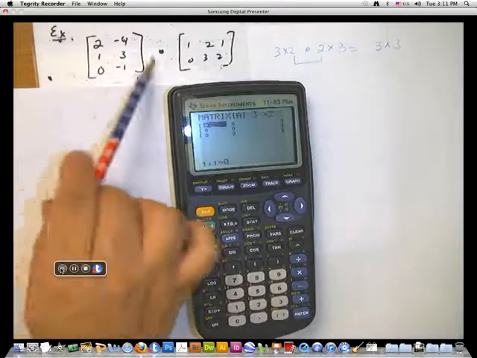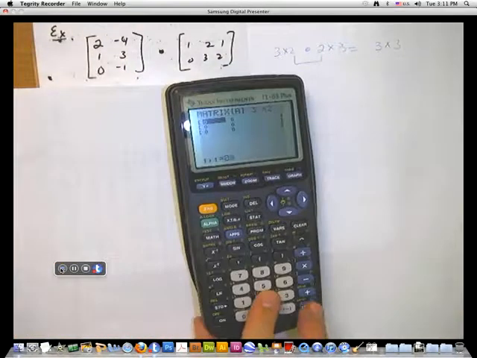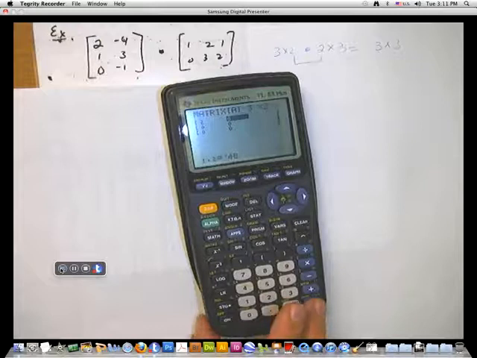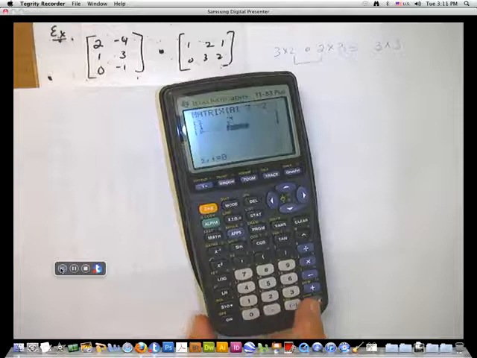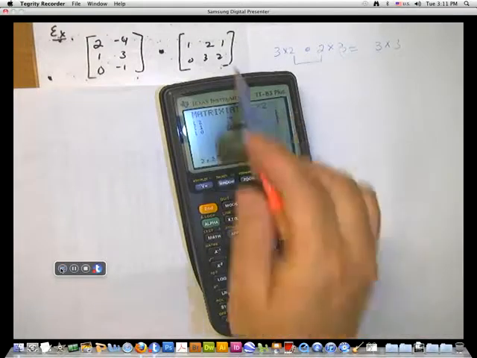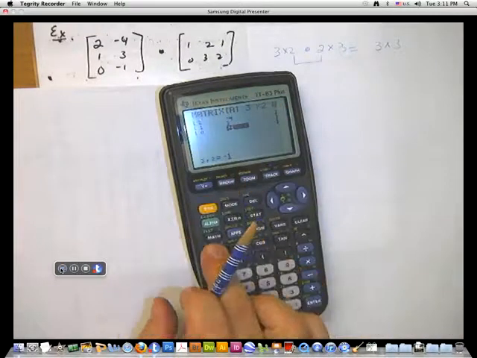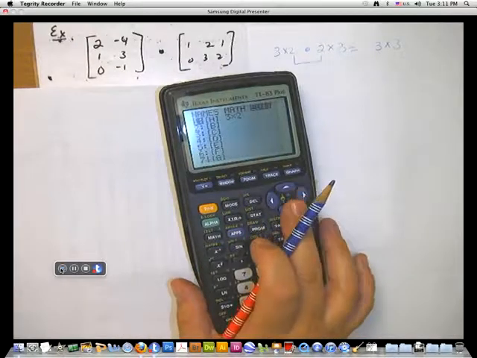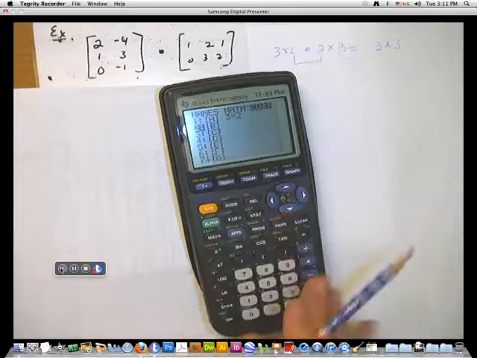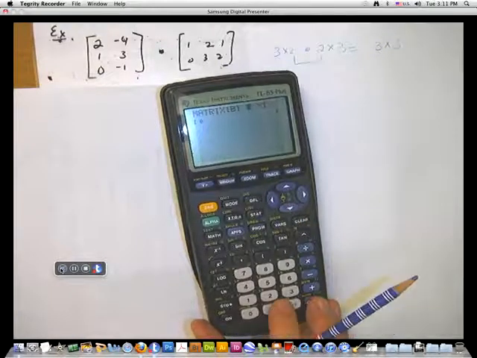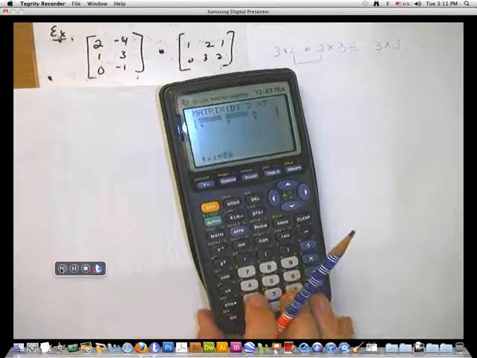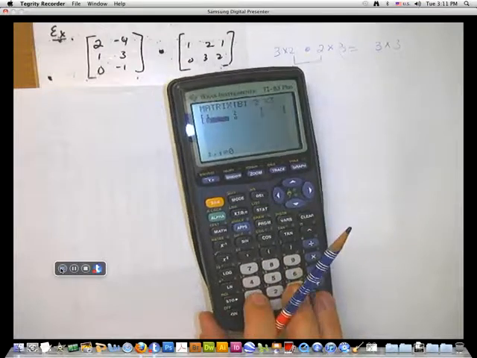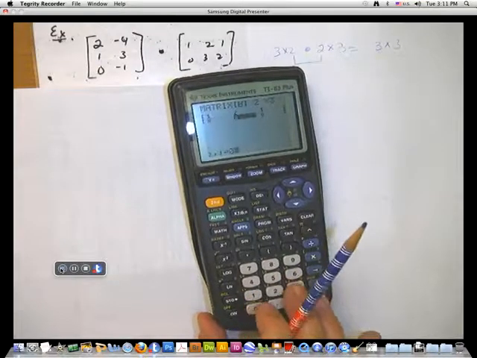Now we're going to actually enter this 3 by 2. So 2, enter, -4, enter, 1, enter, 3, enter, 0, enter, -1, enter. Alright, that's our first matrix. Now I have to input the second matrix. So second matrix, edit, and now I need to go down to letter B, because that's where I'm going to put my second one. It's a 2 by 3, so 2, 3, and then put in the data. So 1, 2, 1, 0, 3, 2.